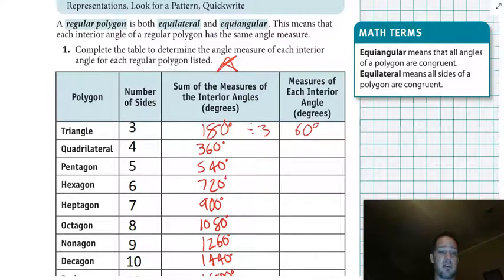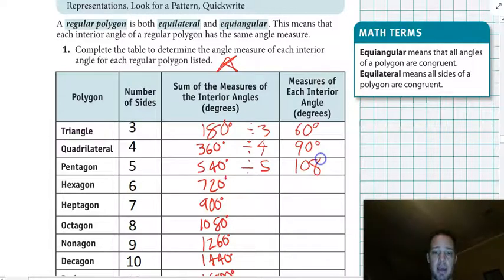Same thing with a quadrilateral. A regular quadrilateral, also known as a square, has a sum of interior angles of 360, but if it was regular, all the angles would be equal, so we divide that by 4, and we get 90 degrees. On a pentagon, it has 5 sides and 5 angles, so divide by 5, we get 108 for each interior angle on a regular pentagon. So I'm just going to go ahead and copy down the rest of these, just so we have them.